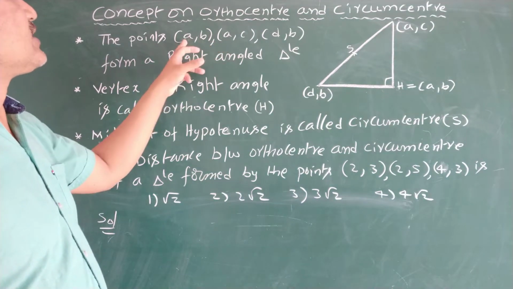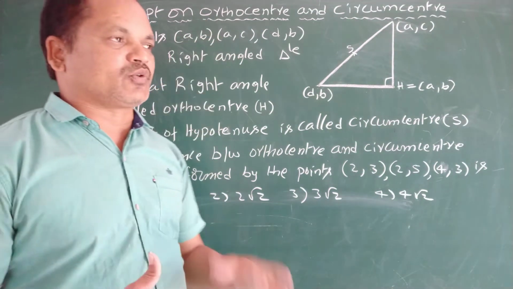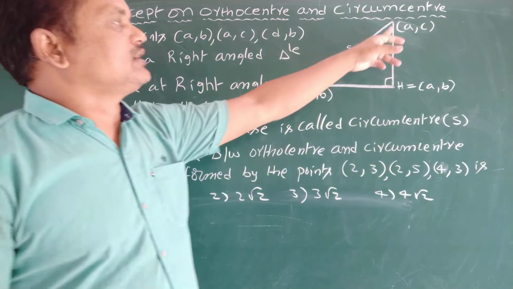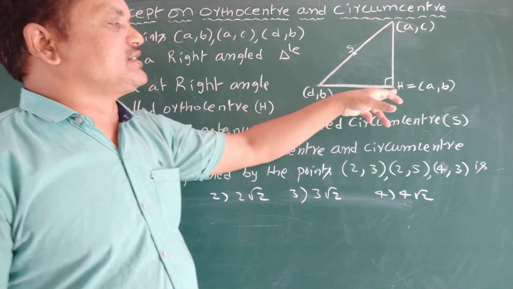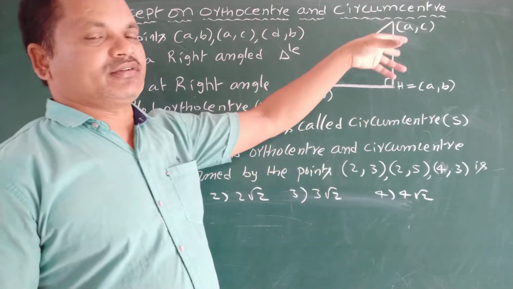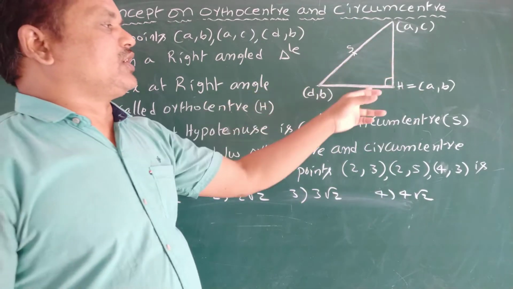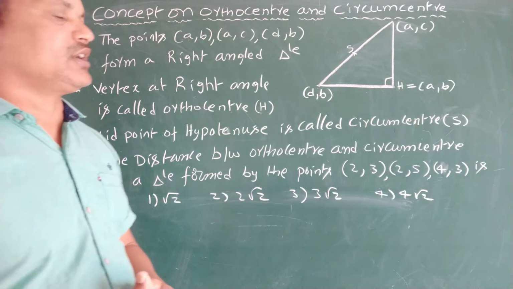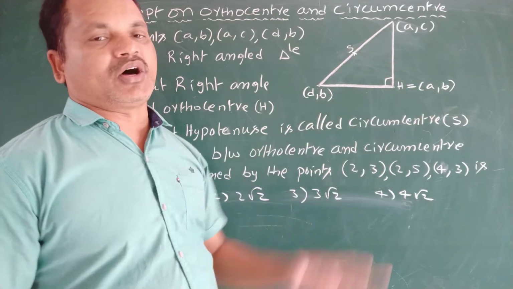So for the remaining 2 points, the x coordinates are equal. If x coordinates are equal in the remaining 2 points, then the line joining the points is parallel to the y axis. It is a vertical line. That's why a vertical line and a horizontal line are always perpendicular to each other. Their point of intersection is called the orthocenter.